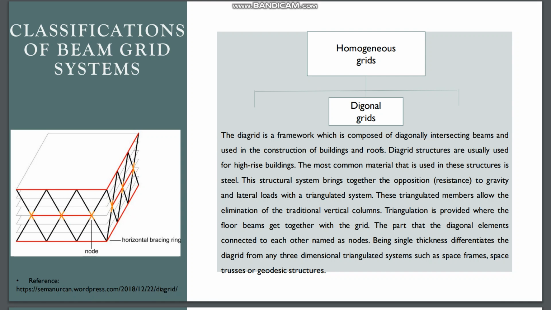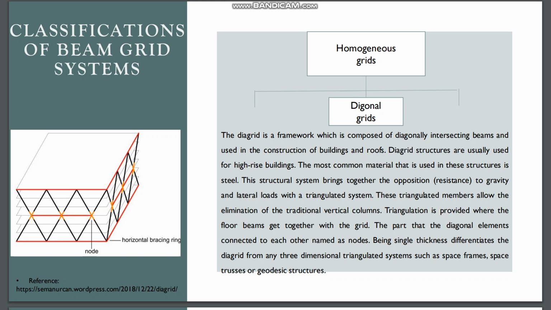For diagonal grids, the dia-grid, it's the same as diagonal grids, is a framework which is composed of diagonally intersecting beams and used in the construction of buildings and roofs. Dia-grid structures are usually used for high-rise buildings. The most common material used in these structures is steel.